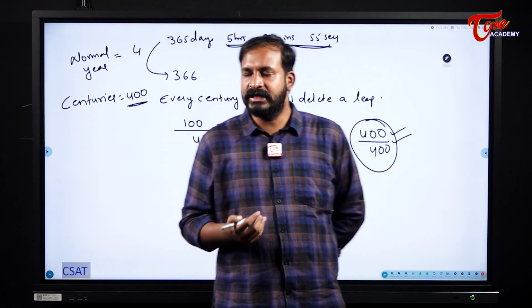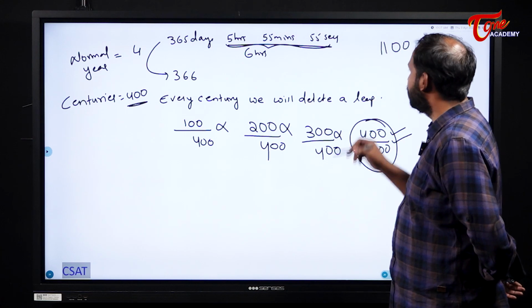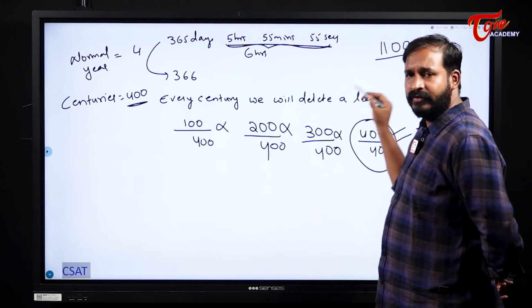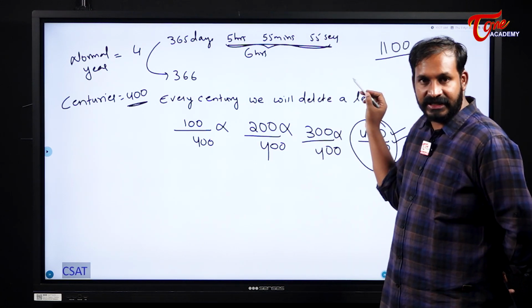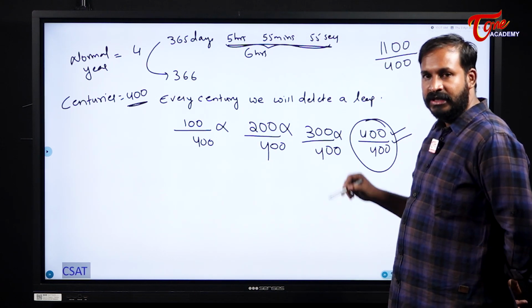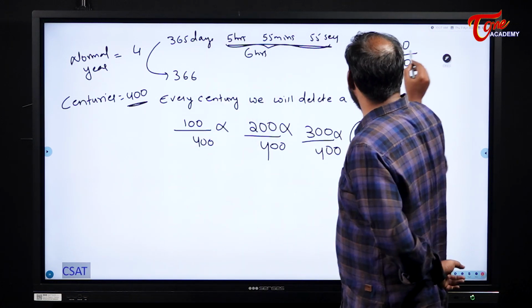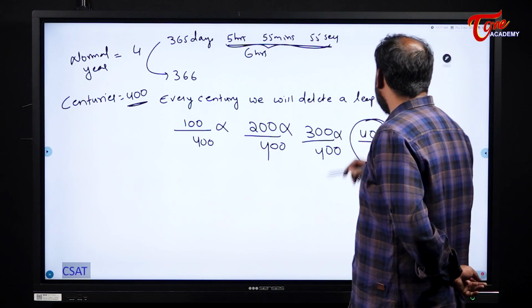Now if I want to check, is 1100 a leap year or not? Generally, if you go with 4, yes, it is divisible by 4, but this is a century, right? 1100 is a century. So that means I will divide this one by 400. Is 1100 divisible by 400? No. So 1100 is not a leap year. Now next, 1200. Now I will check 1200.